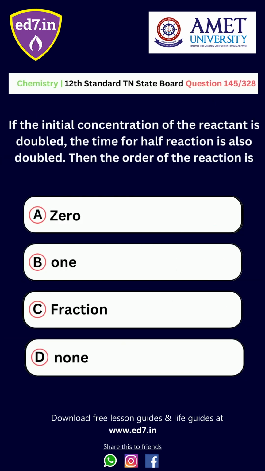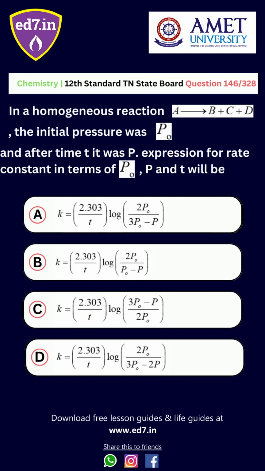Question number 145. If the initial concentration of the reactant is doubled, the time for half reaction is also doubled. Then the order of the reaction is: option A, 0; option B, 1; option C, fraction; option D, none. The correct option is option A, 0.